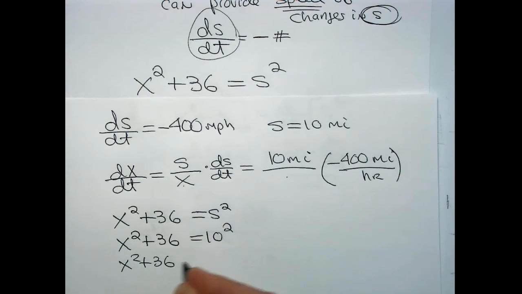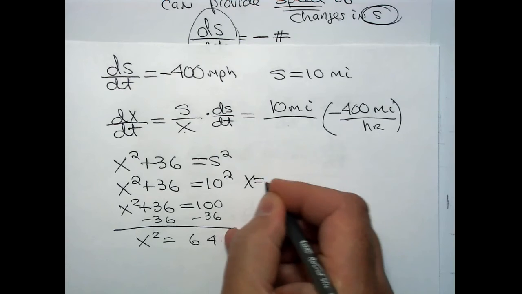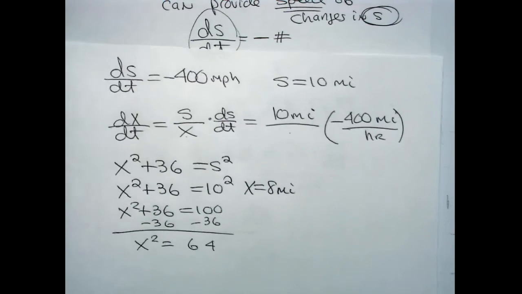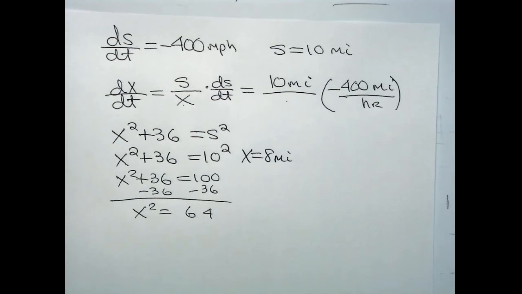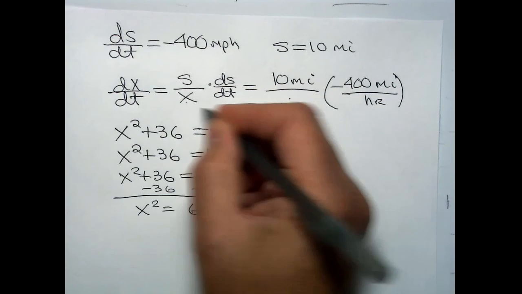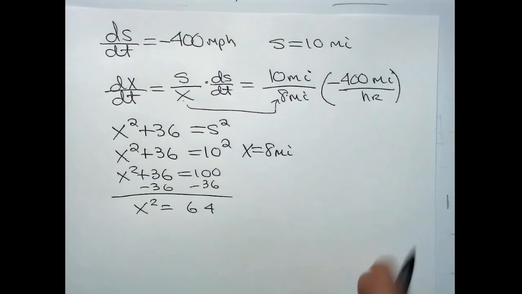X squared plus 36 is equal to 100. Subtract 36, and what do we have now? This is going to be 64, and therefore x is going to be 8 miles. Normally you do plus or minus, but we're not going to do plus or minus here because there are no negative measurements for your mileage. So 8 miles, that's my x. I had to go find it using the static equation. I want you to see something. Do you notice that the miles cancel?